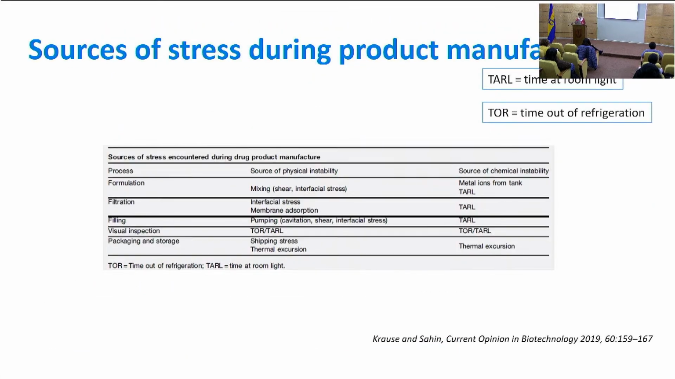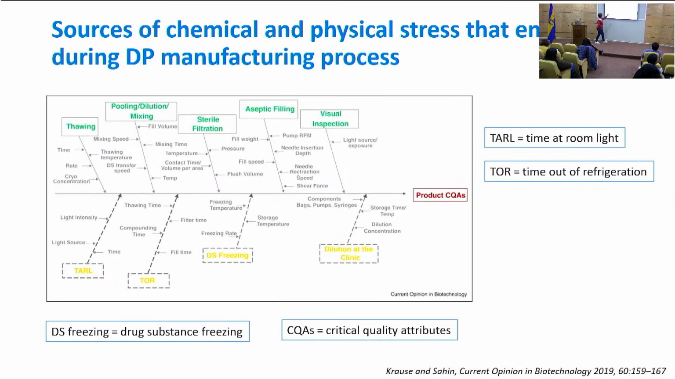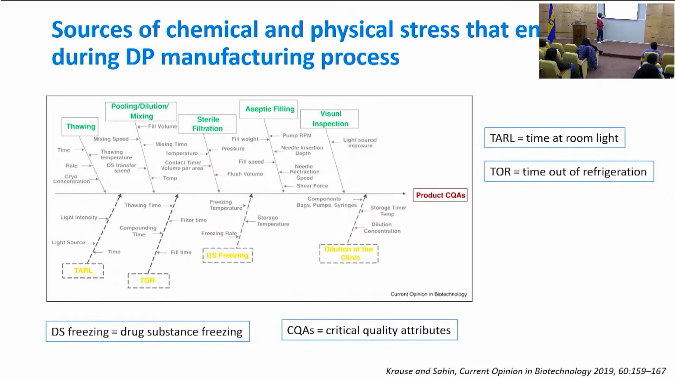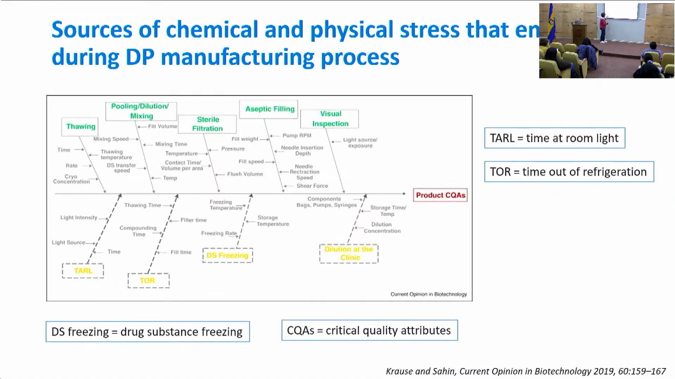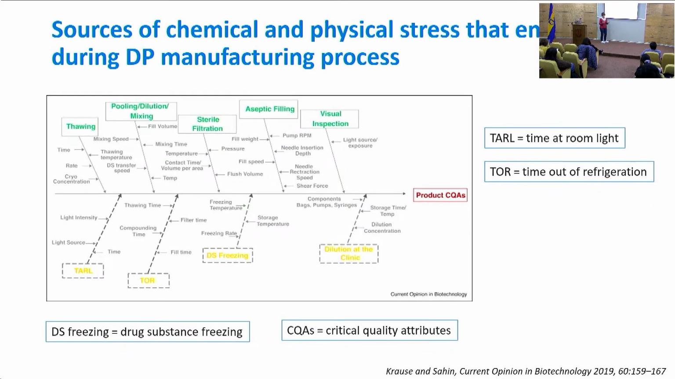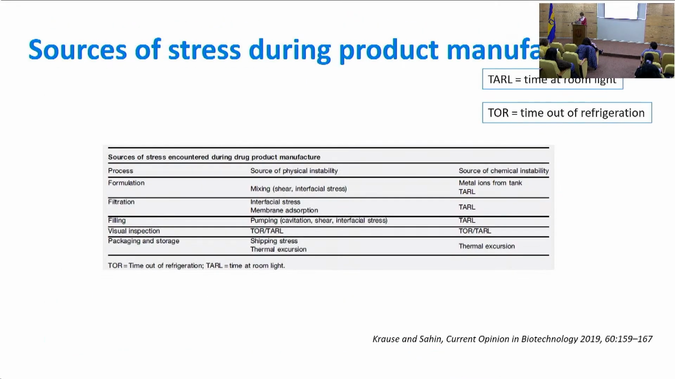So here is a summary. They have to take into account the different steps here, which are important: the time at room light, because of the light exposure, the time out of refrigeration, sorry, because of the modification of the temperature, the freezing, and also what I said, the dilution at the clinic. So just in this table, it's a summary of what I presented here.